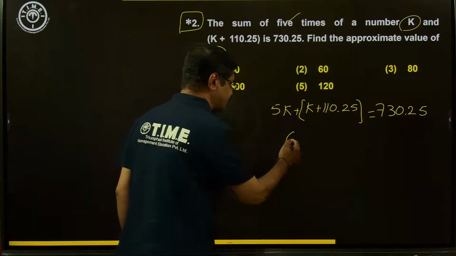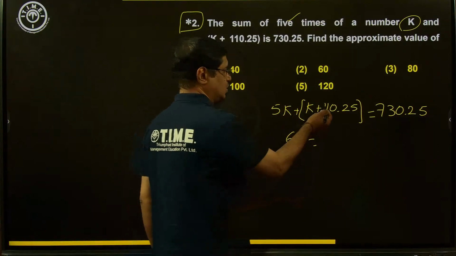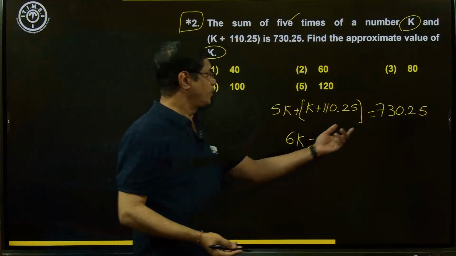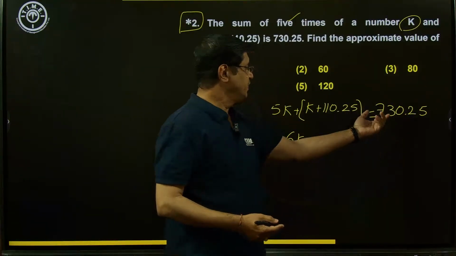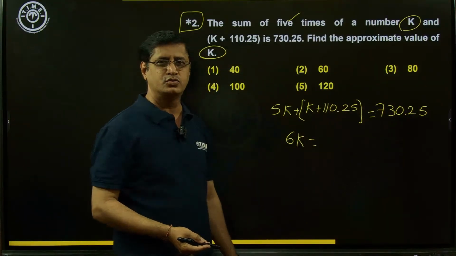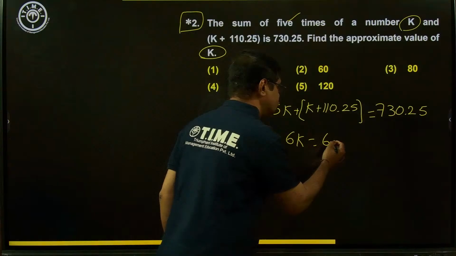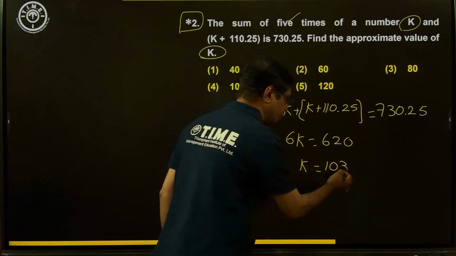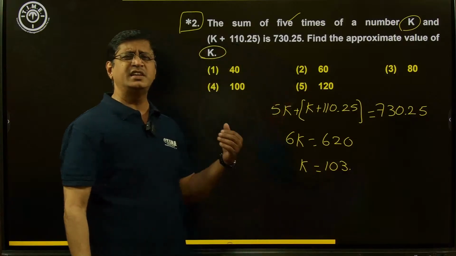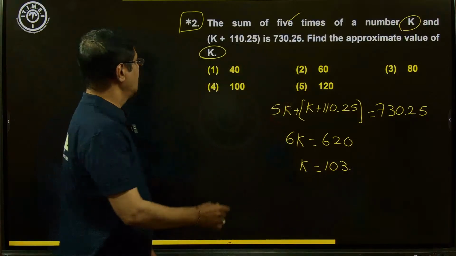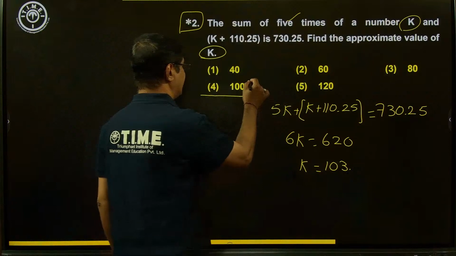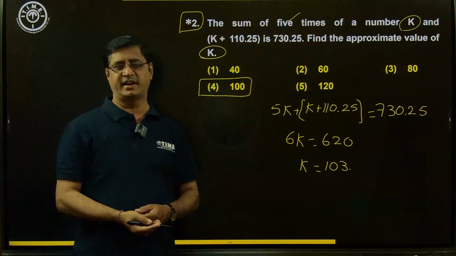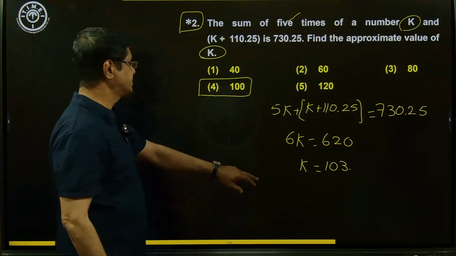Dear students, take K on one side and numbers on the other side. 5K plus K is 6K. 6K is equal to, by taking this 110.25 to the other side, it becomes negative. Now 0.25 gets cancelled. Now 730 minus 110 is 620. The value of K is equal to 103.33. So what is the nearest closest value? The value 100 is close to 103. Hence choice 4 is the right answer. Now look at the next example.